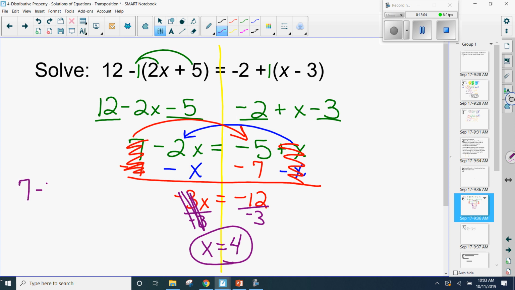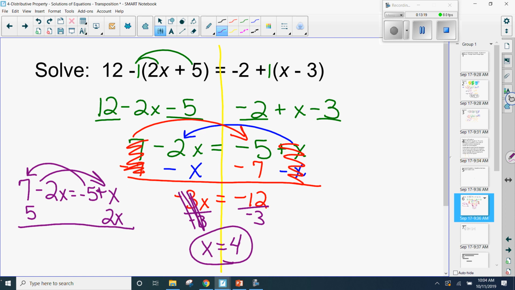If you would have moved them the other way, if we had 7 minus 2x equals -5 plus x, if you move your 2x over to the other side, it becomes positive 2x. If you move your -5 over, it becomes positive 5, and when you group those together, you get 12 is equal to 3x, and if you divide, you get x equals 4 again. So it's the same thing, it's just that your signs are going to be different when it's on the other side, but as you divide it, you will still get the same answer.